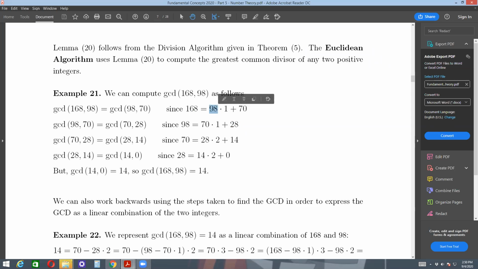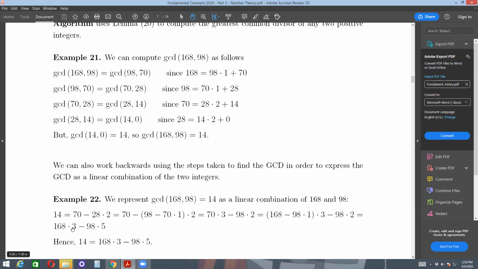So if you had simplified this expression, you wouldn't actually get what you want because you wouldn't have these two numbers anymore. You would have 70. Anyway, once I finish that, I would get that 14 is equal to this. Meaning that if a is 168 and b is 98, the GCD is 14, and the numbers I have are x is 3 and y is minus 5. So that's one solution.